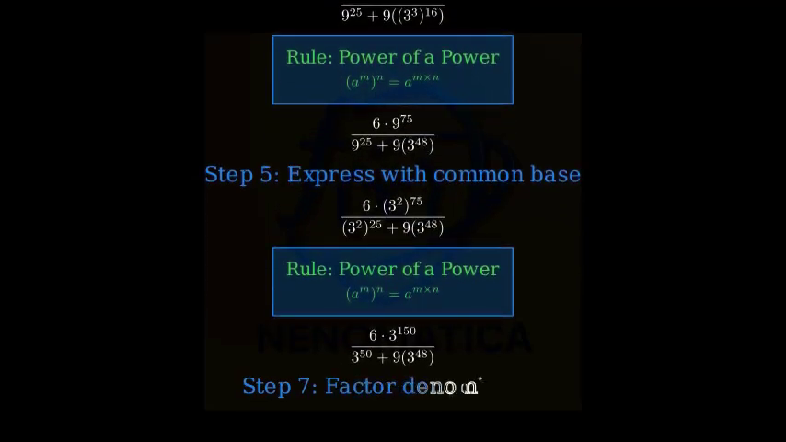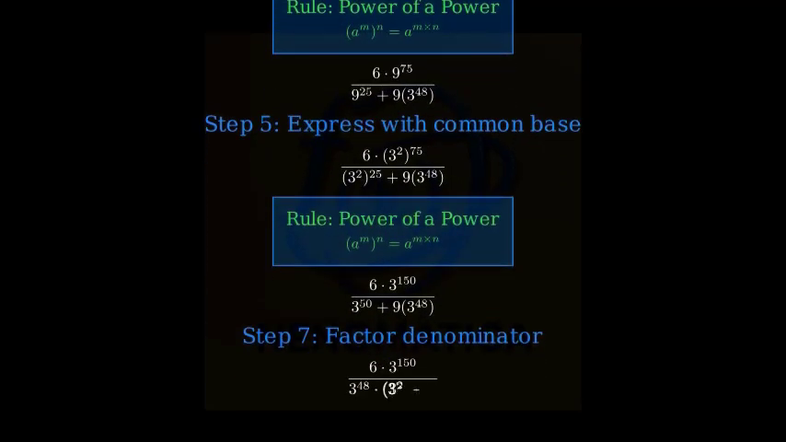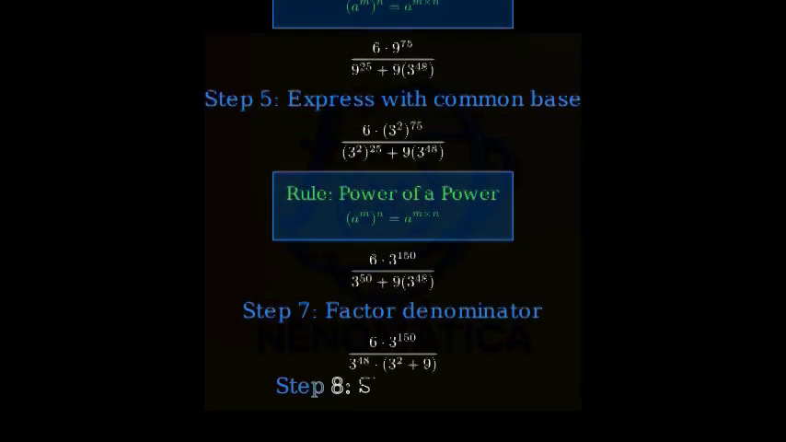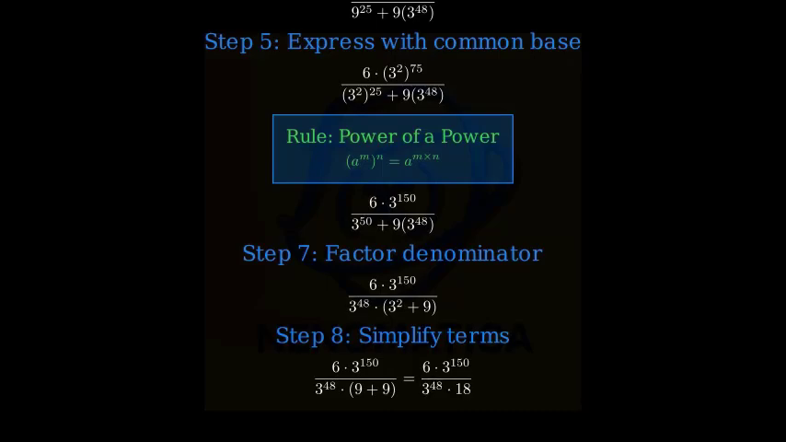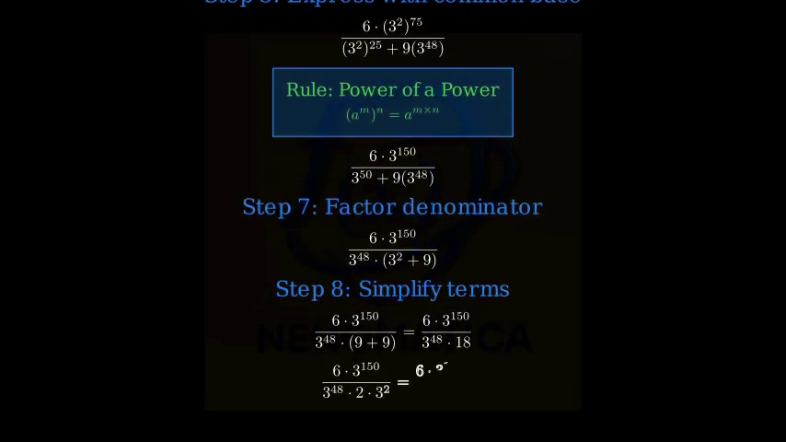Let's simplify further. In the denominator, we have 3 to the power of 50 plus 9 times 3 to the power of 48. We can factor out 3 to the power of 48, giving us 3 to the power of 48 times 3 squared plus 9. 3 squared is 9, so the expression in parentheses becomes 9 plus 9, which is 18. We can further simplify the denominator by expressing 18 as 2 times 9, which is 2 times 3 squared.